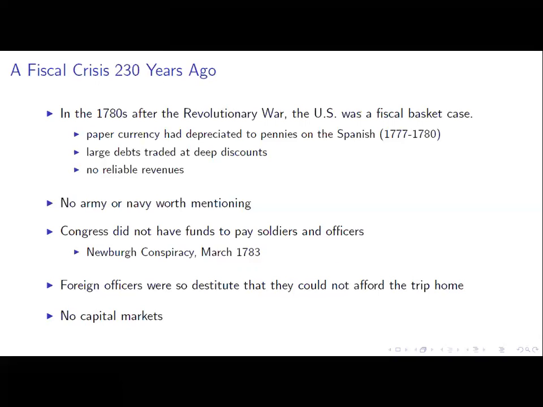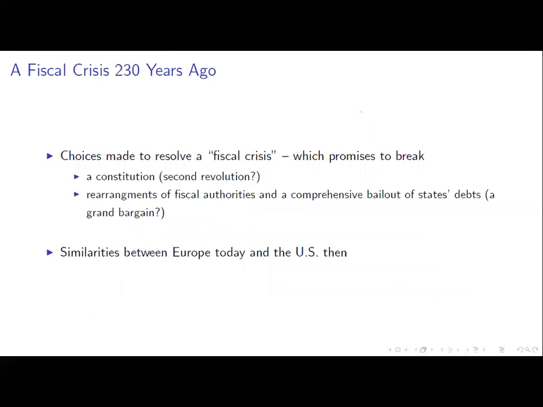Foreign officers are so destitute they can't afford the trip home, and initially there are no banks and no functioning capital markets. There are simply storefronts willing to buy and sell these IOUs, which many people then sell because they're destitute. Now, to resolve the fiscal crisis, you have to think about which promises you're going to break. Essentially, you've promised more than you've got the revenue to spend.